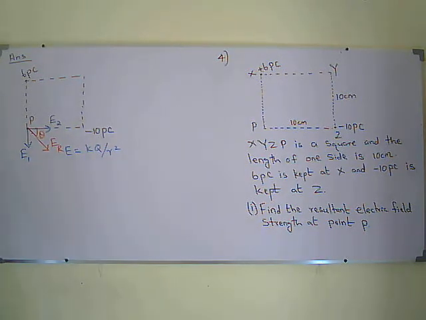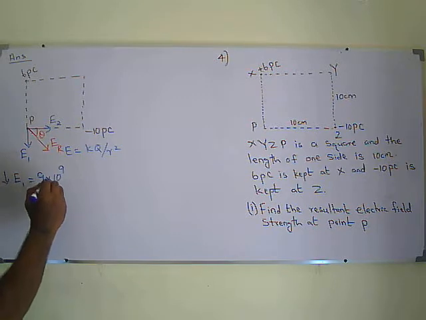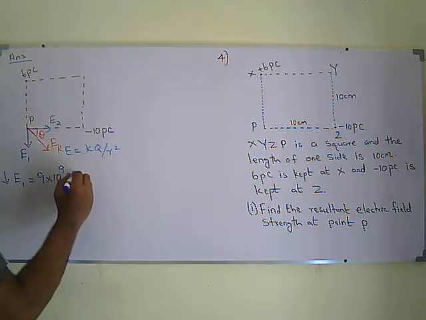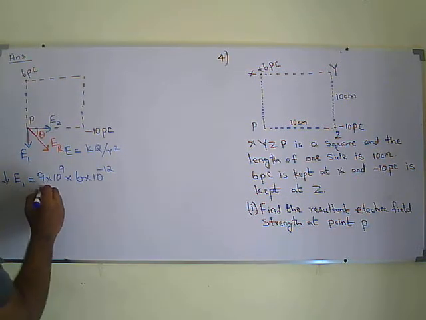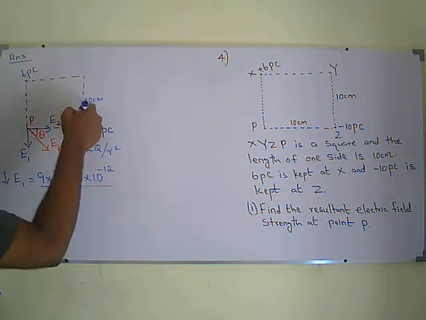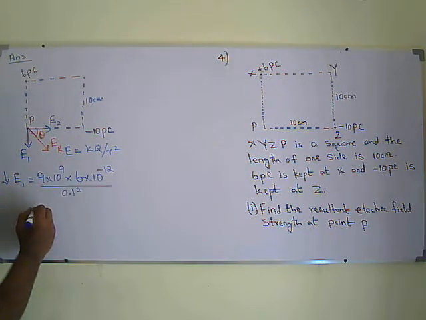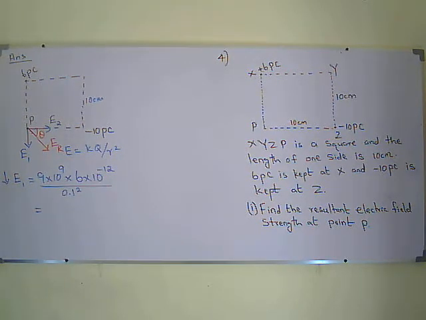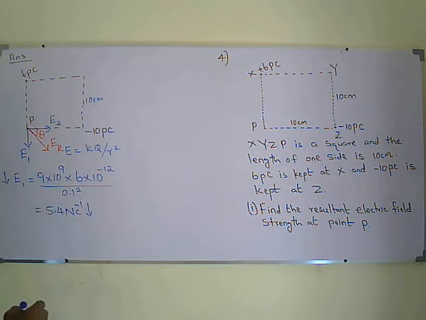So I'll find E1 first. E1 is equal to kQ over r squared, that is 9 into 10 to the power 9, into Q, which is 6 picocoulomb, 6 into 10 to the power minus 12, over r squared. Each side is 10 centimeter, so divide by 100 to convert to meter, 0.1 squared. Solve it, and the answer will be 5.4 Newton per Coulomb, in this direction.